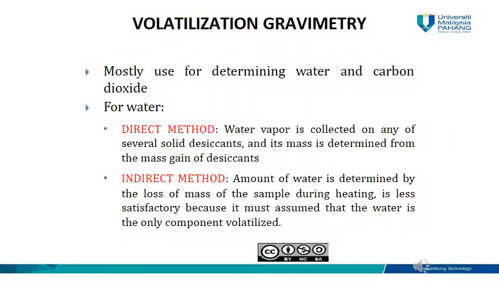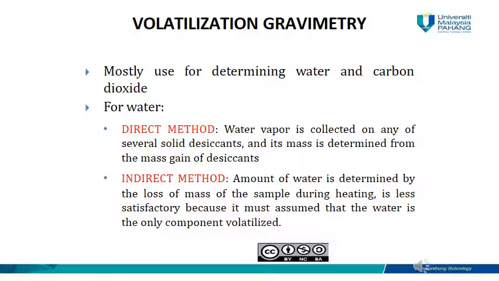Next is volatilization gravimetry. In this technique, the common analytes are water or carbon dioxide. Water, when we heat it up, becomes a vapor. And for carbon dioxide, it is basically like a combustion process for fuel, so we can easily get carbon dioxide as the product.